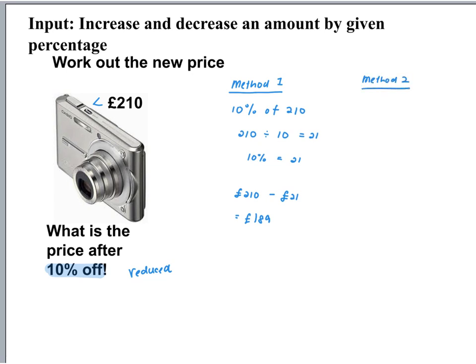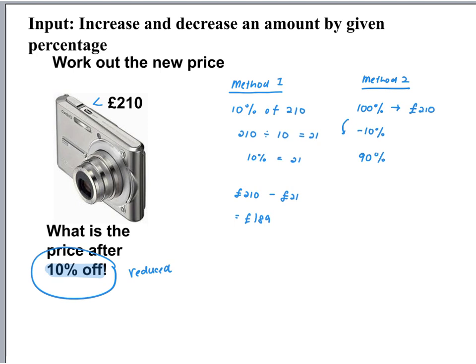Alright, one thing that you must understand is whatever the original amount is, it represents 100%. So in this case, our 100% here represents £210, because that is the original price of the camera. But then we don't need to pay 100%. We need to only pay after a reduction of 10%. So we reduce 10%. After reducing 10%, we have a remainder of 90%.